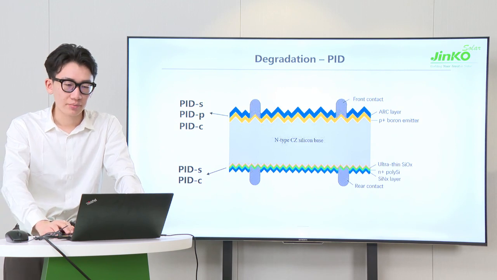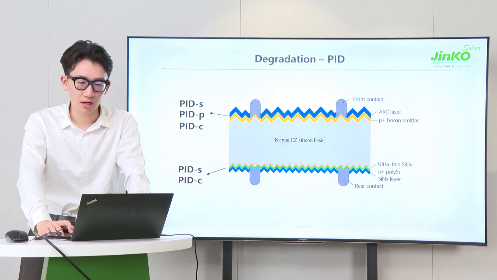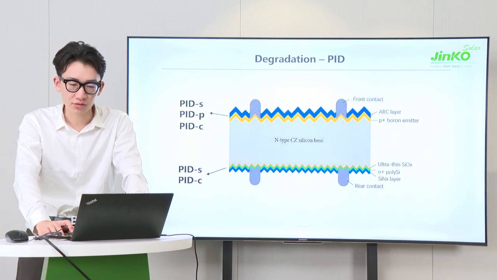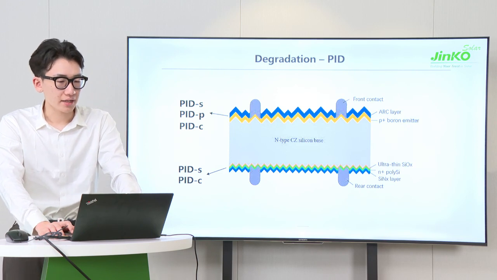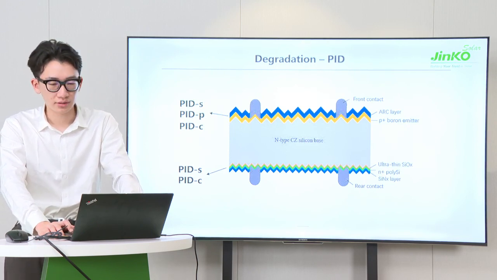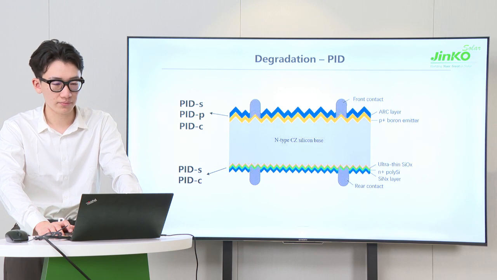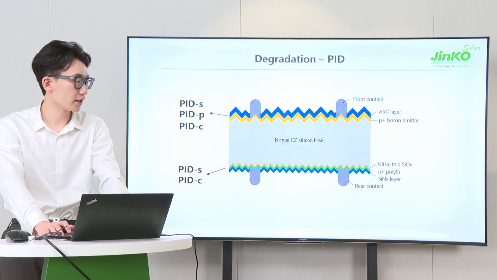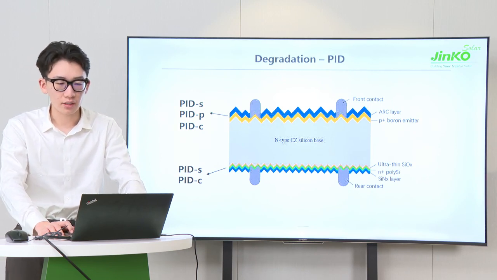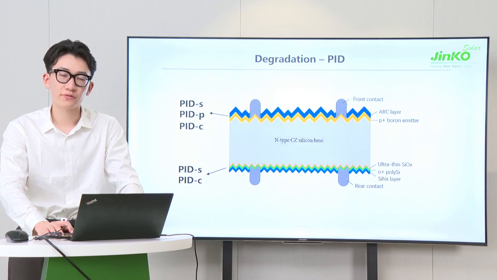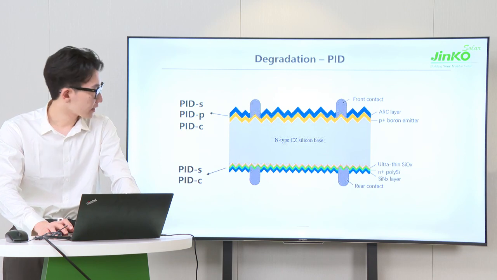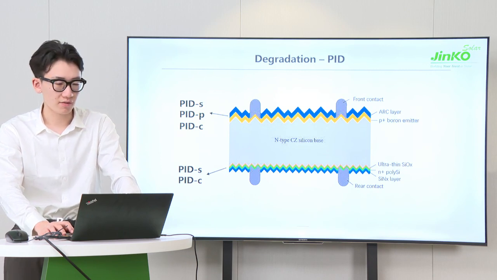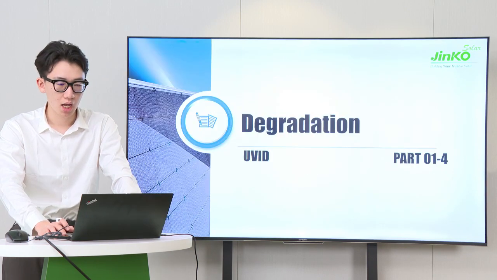In brief, PID-s can affect the AR coating and passivation layers. PID-p can affect the AR coating, while PID-c mainly affects the encapsulant and accelerates the impact of PID-s. Therefore, as shown in the picture, for an N-type cell, the front is prone to the phenomena of PID shunting, polarization, and corrosion. The back is prone to the phenomena of PID shunting and corrosion.